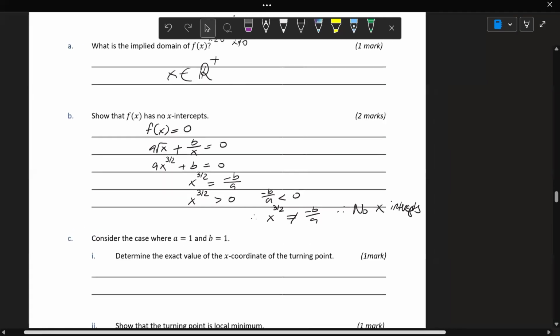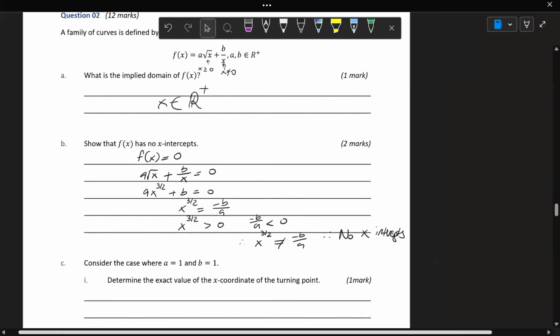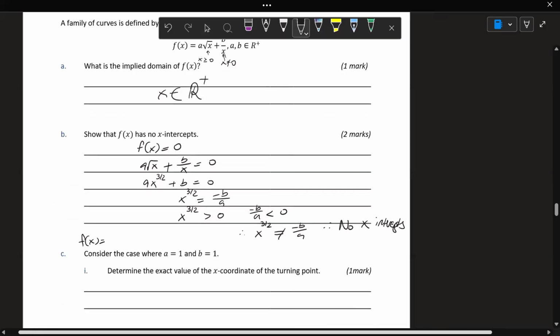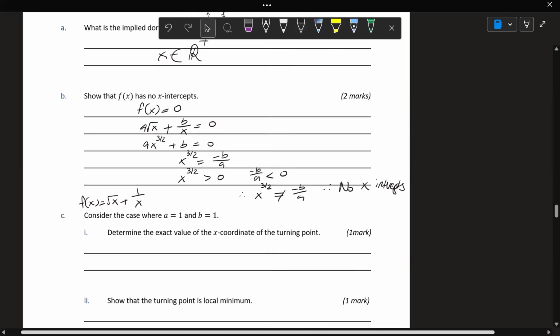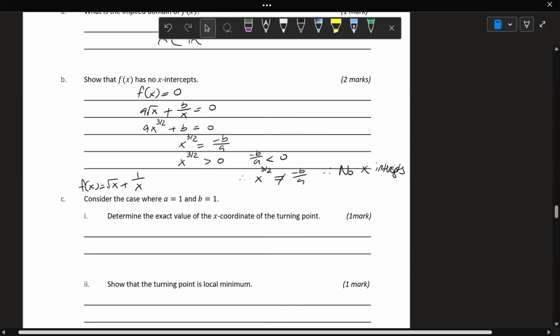Consider a case where a equals 1, b equals 1. All right, so then f of x equals root x plus 1 over x. And you just solve for the turning points. So you just differentiate it and let it equal 0 to find the x value, which is x is equal to 2 to the power of 2 over 3.